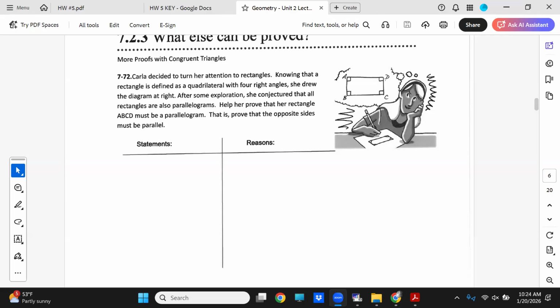She drew a diagram at the right, so A, B, C, D. You see the rectangle right there. After some exploration, she conjectured all rectangles are also parallelograms. Okay. Help her prove that her rectangle ABCD must be a parallelogram. That is, prove that the opposite sides must be parallel.